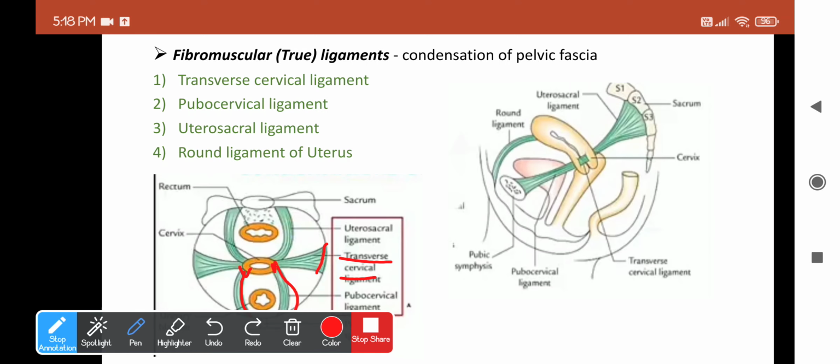And then the third ligament is called the uterosacral ligament. This one. Okay, so these ligaments are paired fibrous bands which extend from the cervix to the second or third sacral vertebrae and pass on either side of the rectum. Okay, so this is the uterosacral ligament, and this will pull the uterus quite back and maintain it in position.